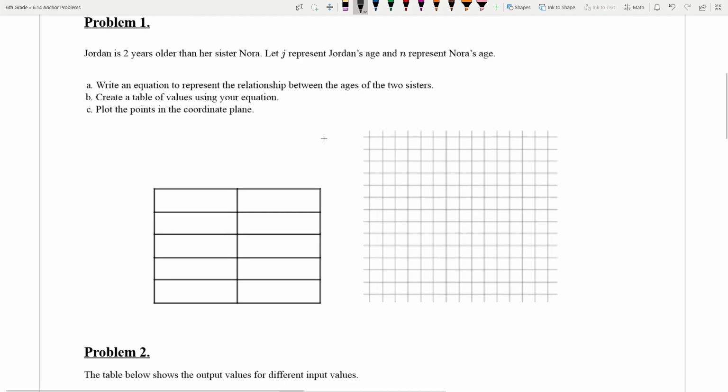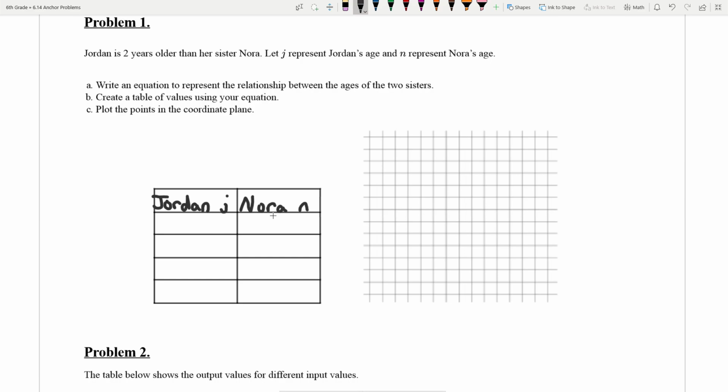Jordan is 2 years older than her sister Nora. Let J represent Jordan's age and N represent Nora's age. Well, Jordan is going to go right here. And Jordan is our J, and Nora is our N.